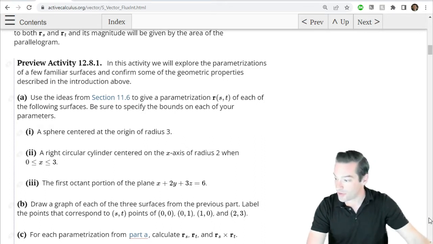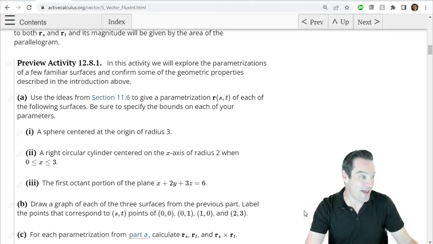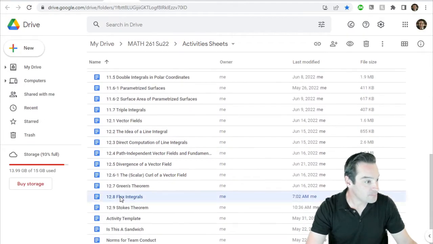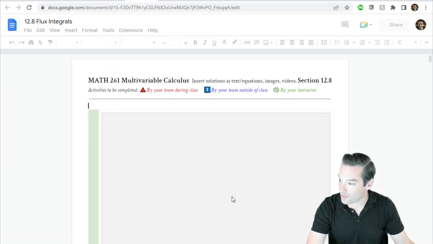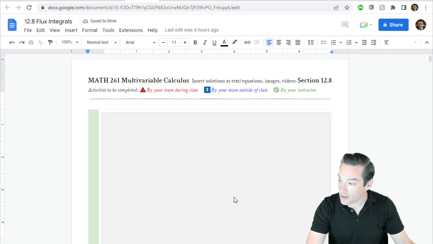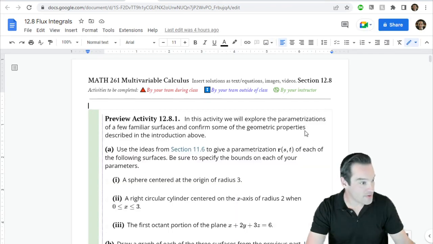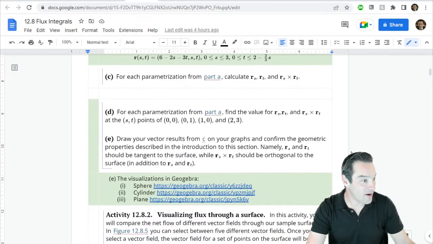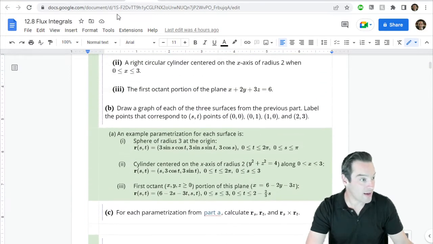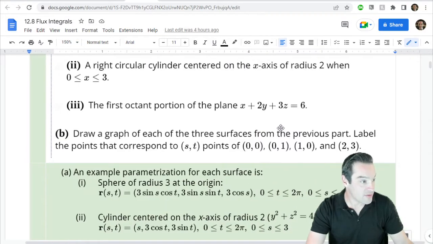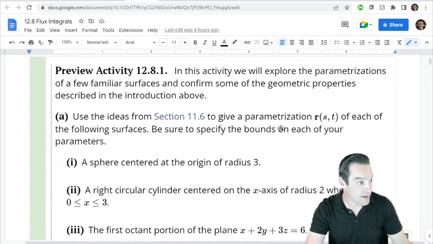This preview activity would probably take us the entire class if we just sat down to do the whole thing. So rather than that, in your activity streams for today, in 12.8, I have helped us out with parts A and B, or at least part A. I suppose the part B graphs are a part of the part E visualizations that I've also helped out with. So basically, the one part that I want you all to work on as part of today's introduction is part C. So let me quickly talk us through what happened in A and B.